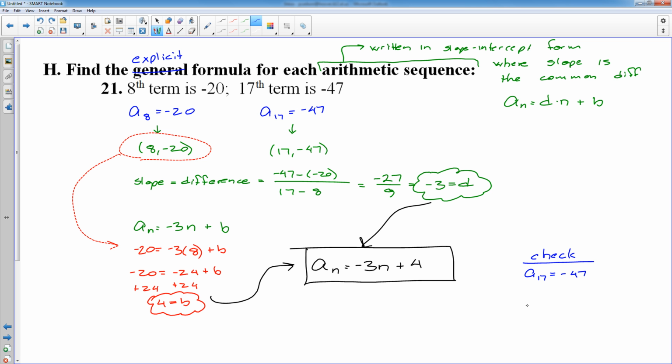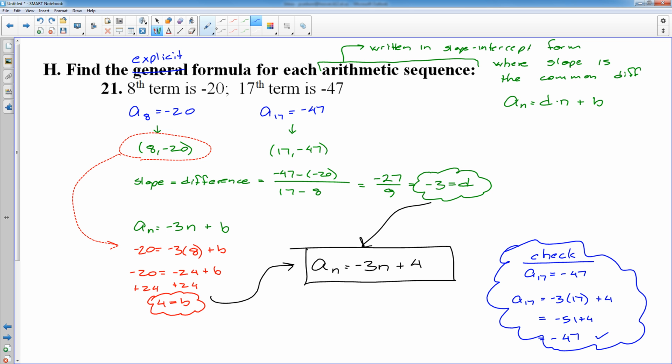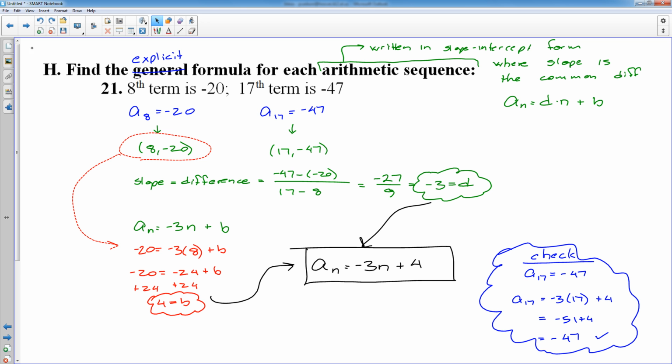So when I plug in 17 to my formula, a sub 17, that's negative 3 times 17 plus 4. If you plug that in the calculator, negative 3 times 17 is negative 51 plus 4. Negative 51 plus 4 is negative 47, and that does check out. So we know that a sub 17 should be negative 47. That's what happened, and so I'm happy with this answer. So I know that negative 3n plus 4 does work out.